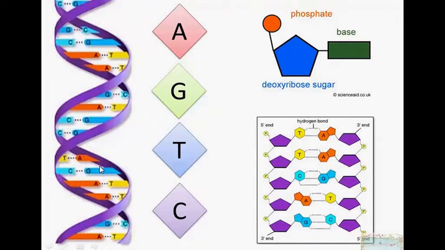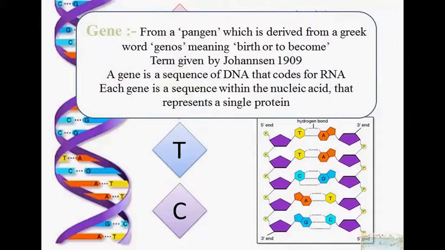Now, sections of this DNA are nothing but genes, and these genes code for one complete functional polypeptide chain or one complete functional protein which carries out the function in the body. So what is a gene? A gene is a sequence of DNA that codes for RNA. Each gene is a sequence within the nucleic acid that represents a single protein.